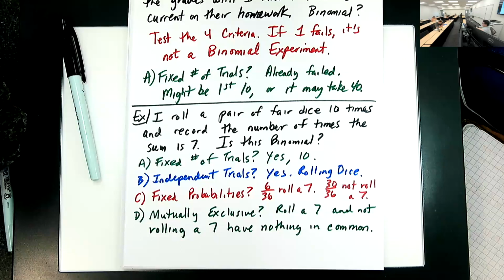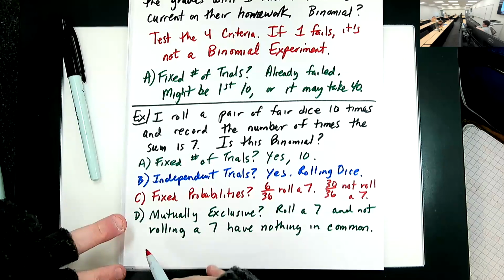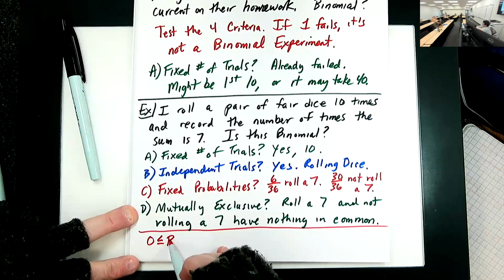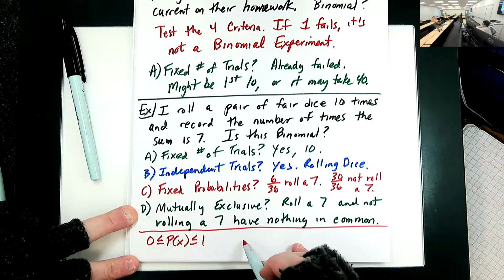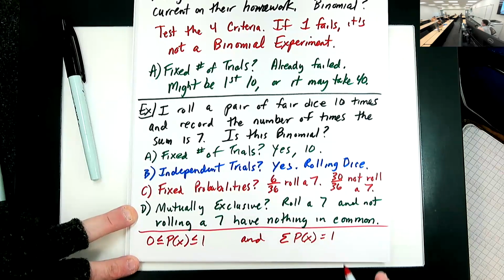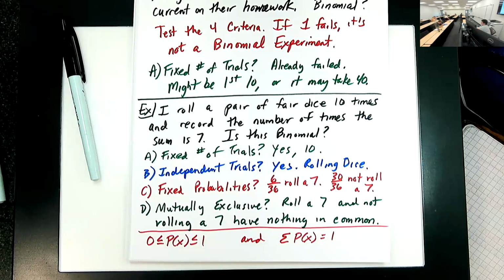We still need 0 < P(X) < 1, and the sum of all P(X) equals 1. But we have that here. 6 over 36 and 30 over 36 are both less than 1, both greater than 0. And if you add them up, it's 36 over 36, which equals 1. So this is a binomial distribution.